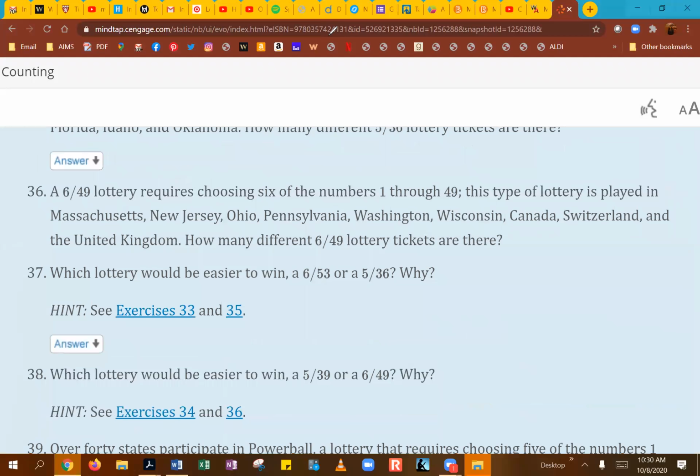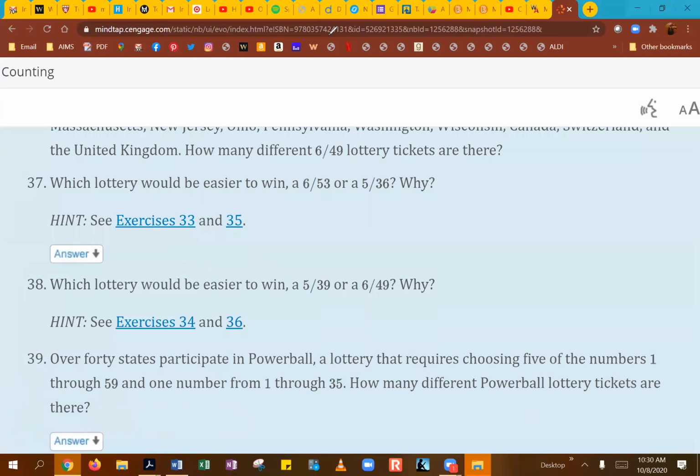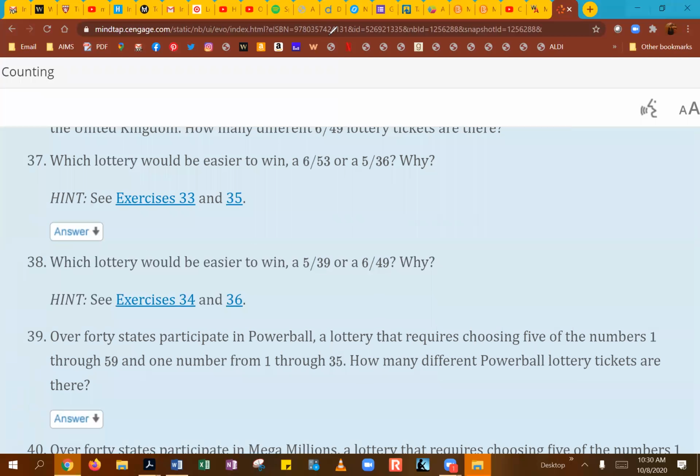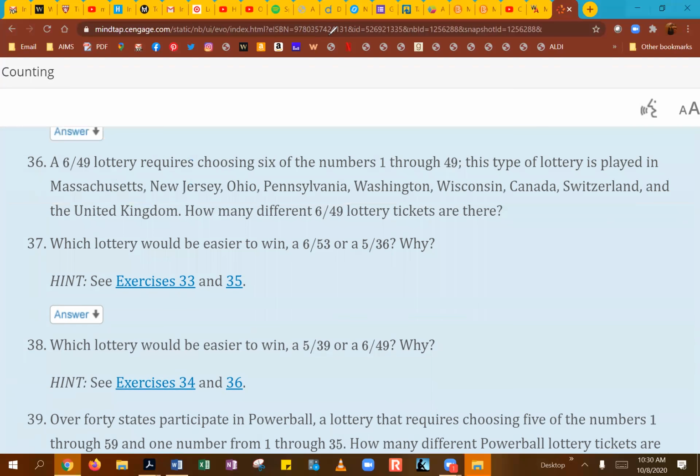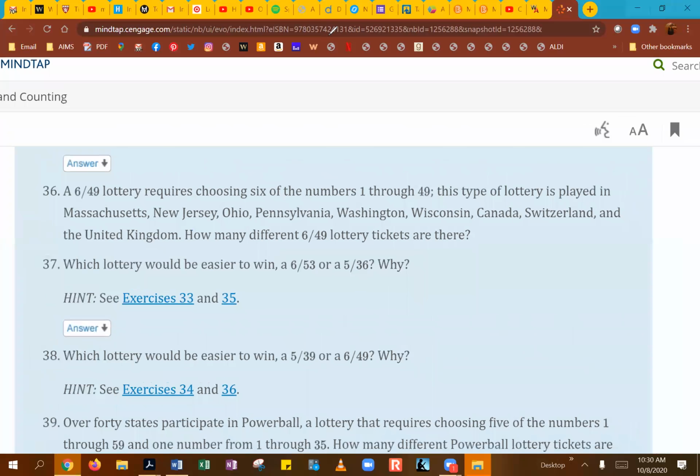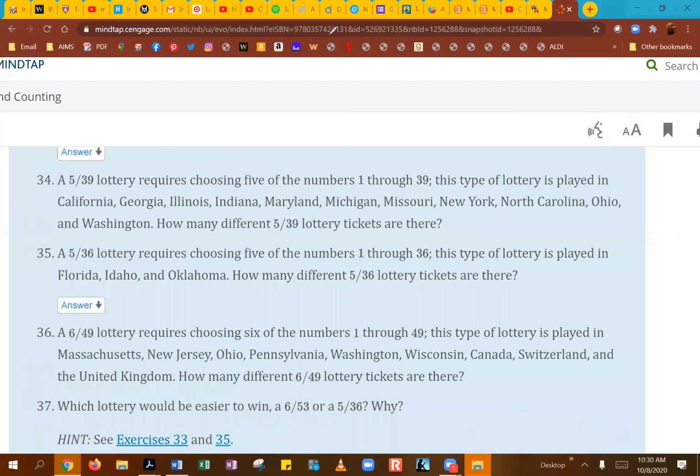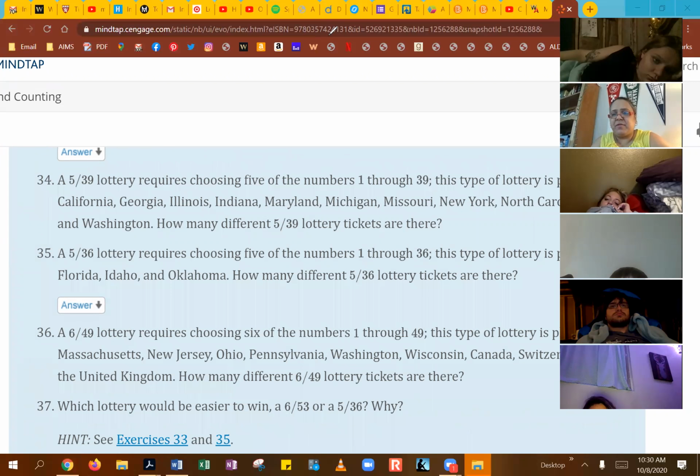And then number 36 is saying 6 out of 49, which would of course be choosing 6 numbers from the numbers 1 through 49, and how many different options there would be from that. So they want to know, out of these two, which lottery would be easier to win. So looking at the options from 34 and 36, how many tickets will there be for the 5 out of 39 lottery game, or whatever you call it?